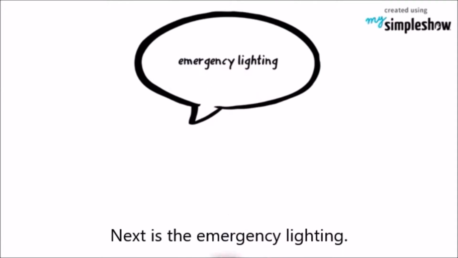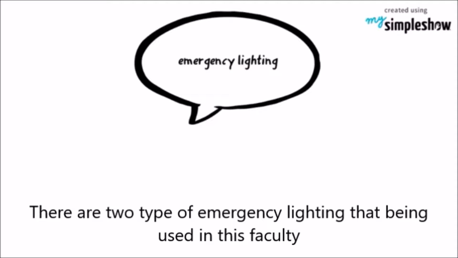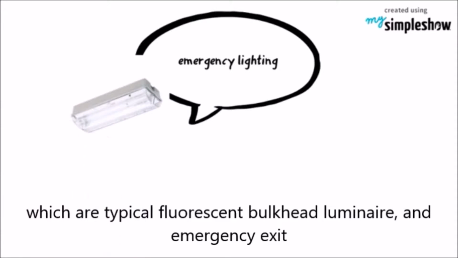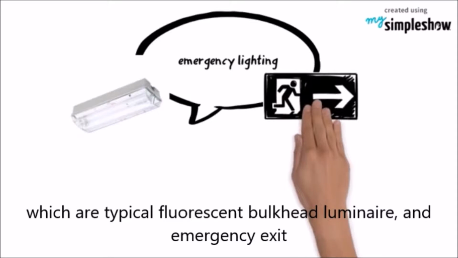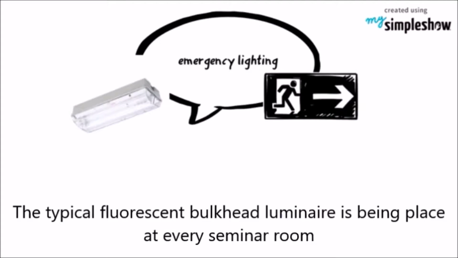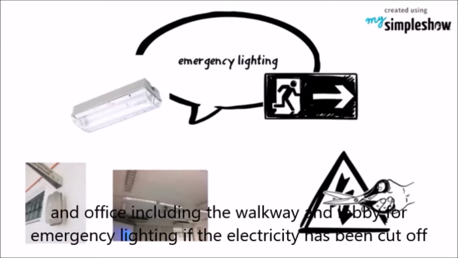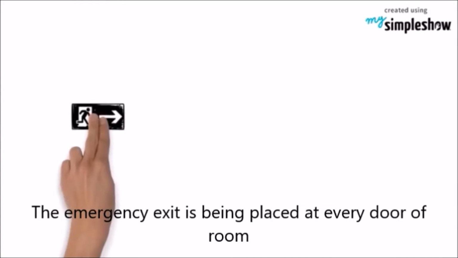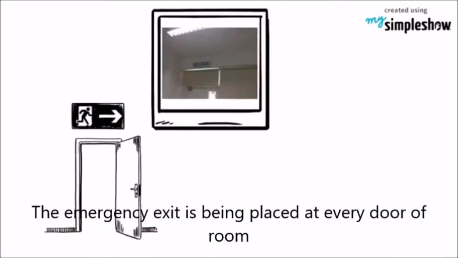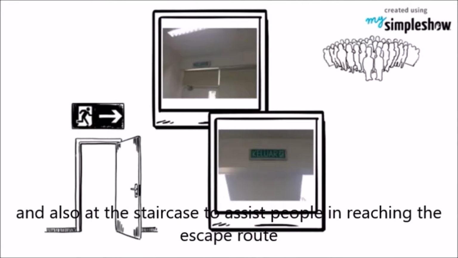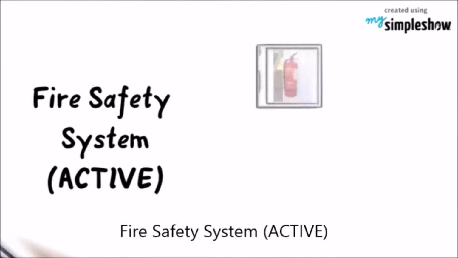Next is the emergency lighting. There are 2 types of emergency lighting used in this faculty, which are the typical fluorescent bulkhead luminaire and the emergency exit. The typical fluorescent bulkhead luminaire is placed at every seminar room and office, including the walkway and lobby, for emergency lighting if the electricity has been cut off. The emergency exit sign is placed at every door of the rooms and also at the staircase to assist people in reaching the escape route. Fire safety system, active.